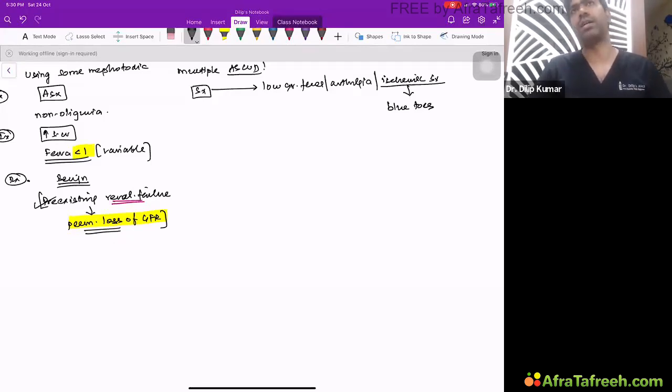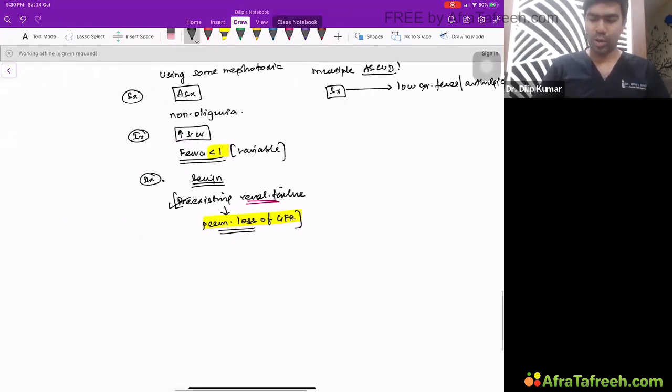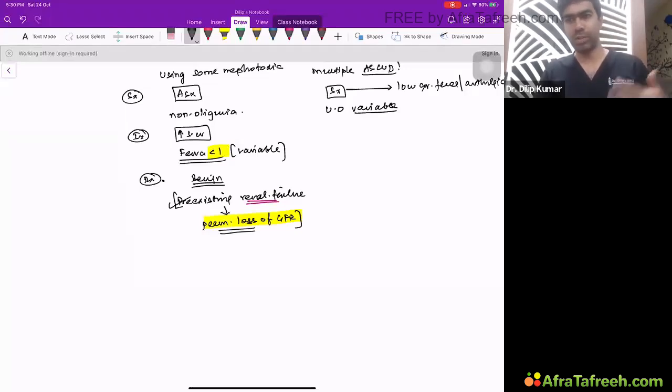Apart from that, you can get Hollenhorst plaques, amaurosis fugax. Hollenhorst plaques are these cholesterol plaques that obstruct the arterioles in the retina. So these are some of the other ischemic symptoms that you can get. And oliguria depends. Urine output is variable. They can be non-oliguric or they can be oliguric depending on the status. But in exam, typically they'll be oliguric, but in reality they'll be variable. Depending on severity, they may be oliguric or non-oliguric also.